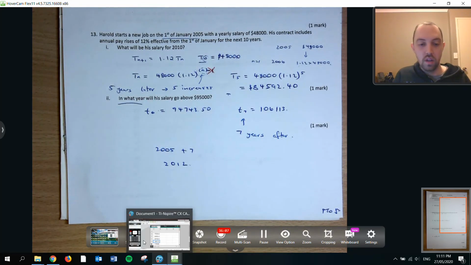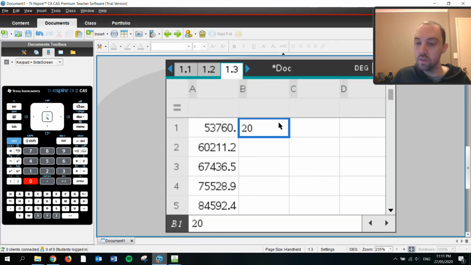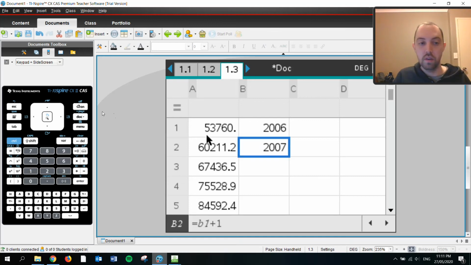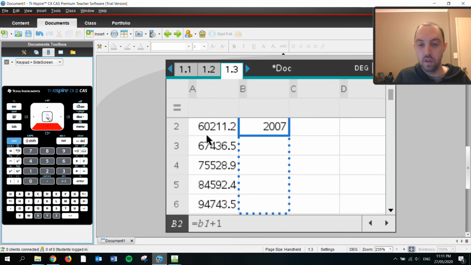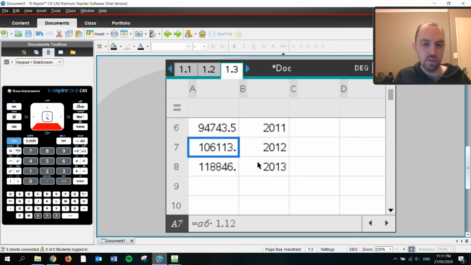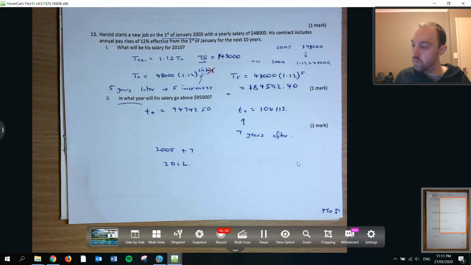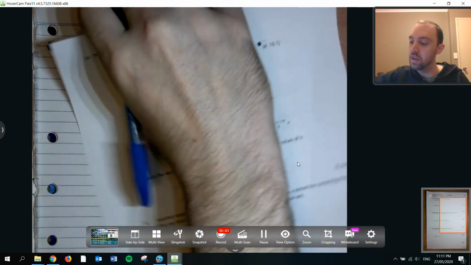And if you're a little bit unsure, you can do this on the side. This was in 2006, from January 1st, 2006, it got increased. And then we're doing every year after this one here. There are other ways of doing the sequences on your calculator. This is just what I like with the list and spreadsheets. So there it is, $106,113 for 2012. We can be pretty confident that is the answer.